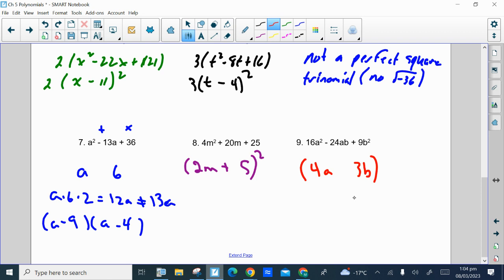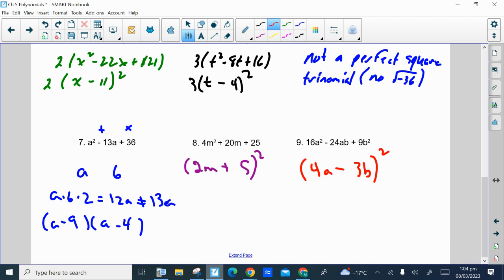But that's only the first part. The second part is, if you multiply these two together and double, you must get the middle term, and you do. 4a times 3b is 12ab. Doubled is 24ab. And because it's a minus 24ab, the factors will be 4a take away 3b all squared.